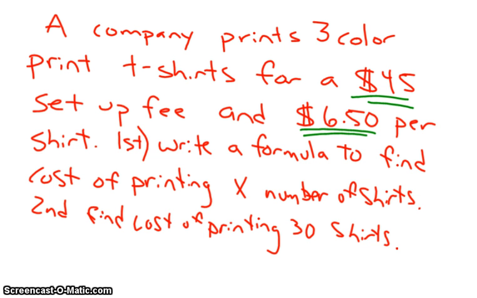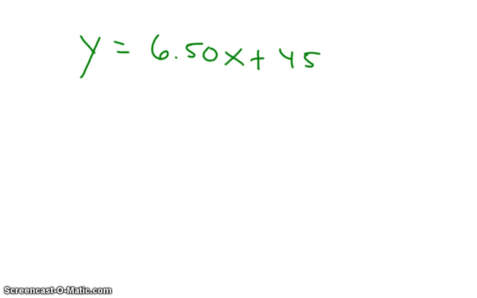$6.50 per shirt. So X is going to be number of shirts, and $6.50, that will be my cost per shirt. And my Y in this is going to be total cost. So Y is total cost. So Y equals 6.50X, because X is my total number of shirts, plus 45, which was my upfront, my setup fee, or my starting point of the cost.